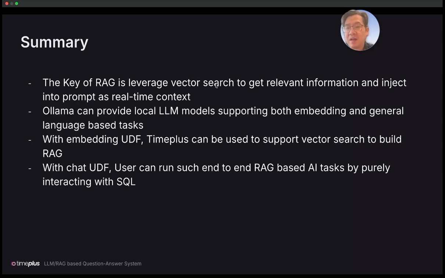So here's a summary. The key point of RAG is to leverage search to get relevant information. It doesn't necessarily have to be a vector search; the key is just getting relevant information. It could be vector search because it runs a semantic search, and it can be other searches too. You can just run a SQL query to filter out whatever data you need and inject it into the prompt as real-time content.